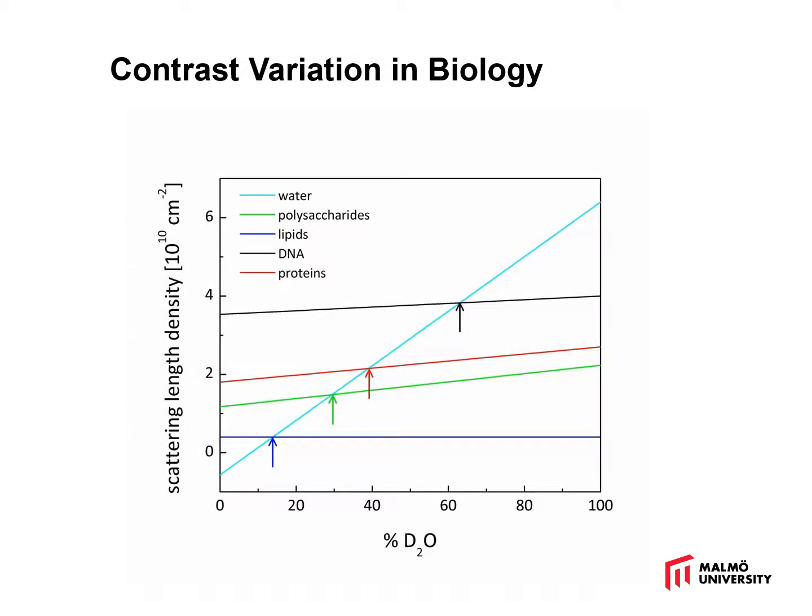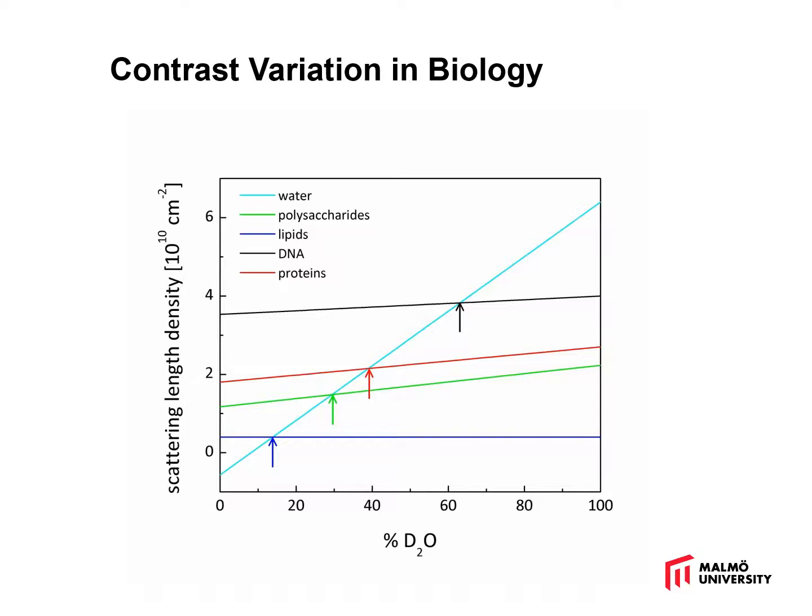Let's think very grossly in terms of the composition of biology. It probably is made of water, polysaccharide, some lipid, some DNA, and some protein. On the bottom axis, we have mixtures of H2O and D2O. And so the blue line is the scattering length density of water, and it can be changed continuously by changing the ratio of H2O to D2O.